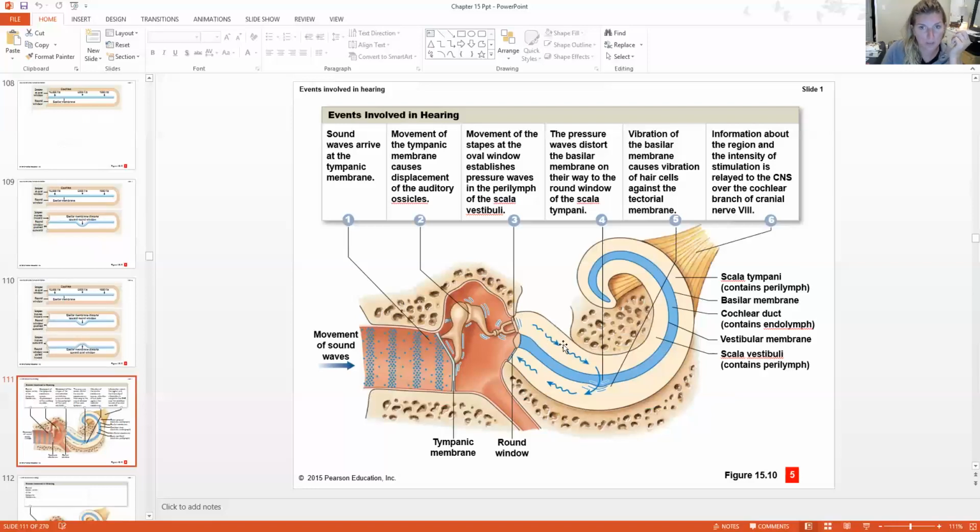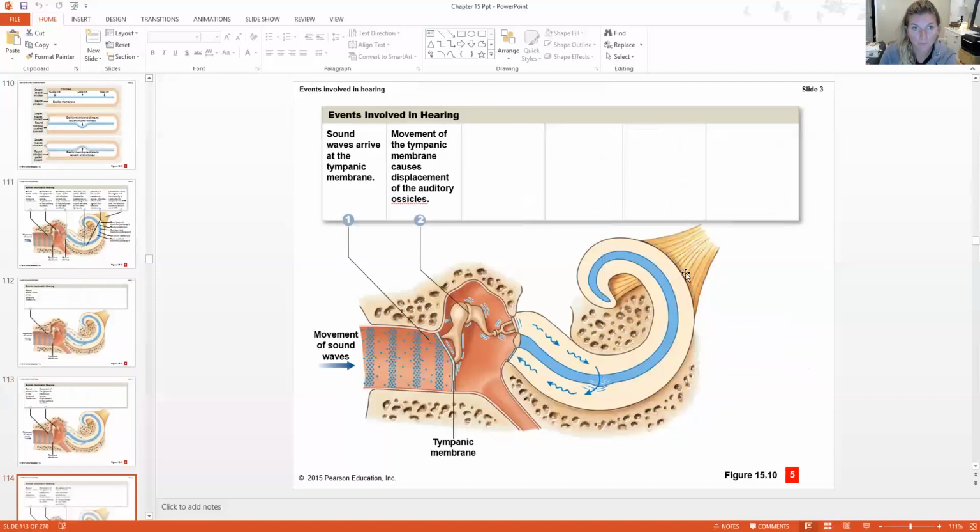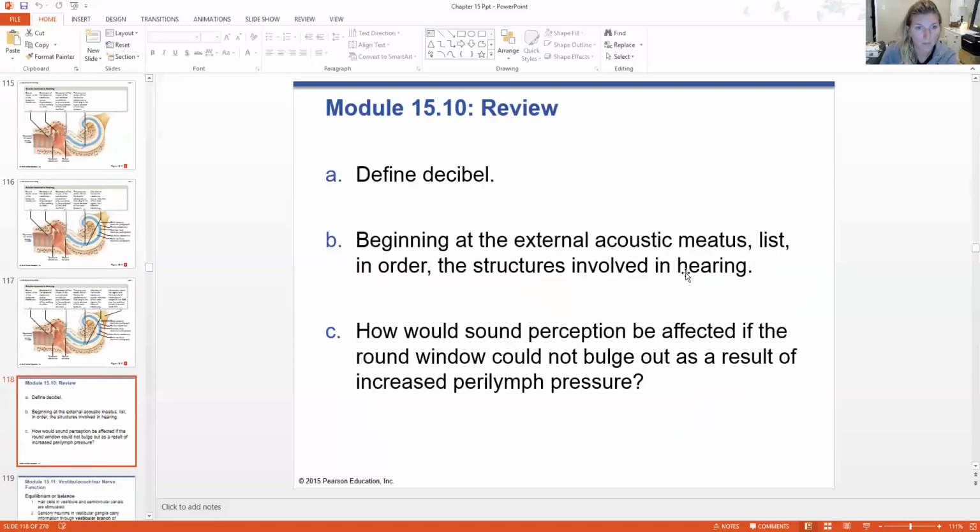The pressure distorts the basilar membrane on its way to the round window, and the vibration of the basilar membrane causes the hair cells to move against the tectorial membrane, and that information gets sensed and relayed to the central nervous system, all collected through cranial nerve 8, the vestibular cochlear nerve. You can pause the video here, go back and review.